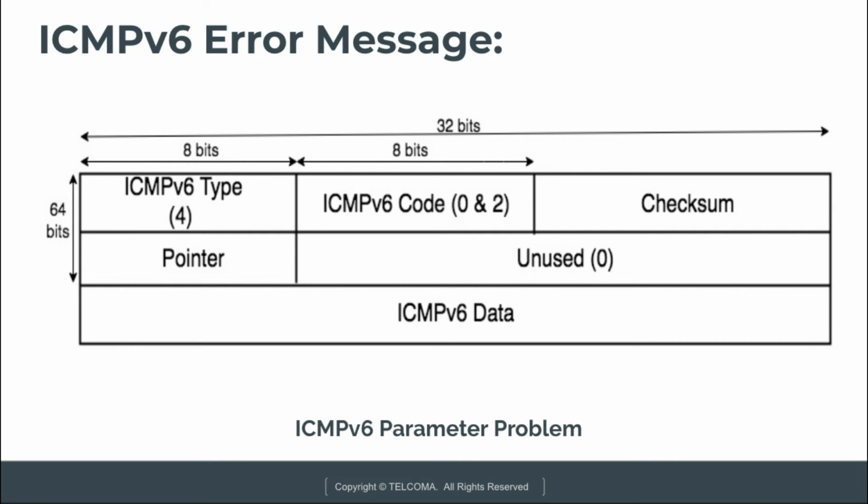The next error message is the parameter problem. Here this error message has the type field equal to 4 and the code ranges from 0 to 2. There is a checksum field, and one more field added here is the pointer. Then there is the unused field, which is set to 0, and the ICMPv6 data.